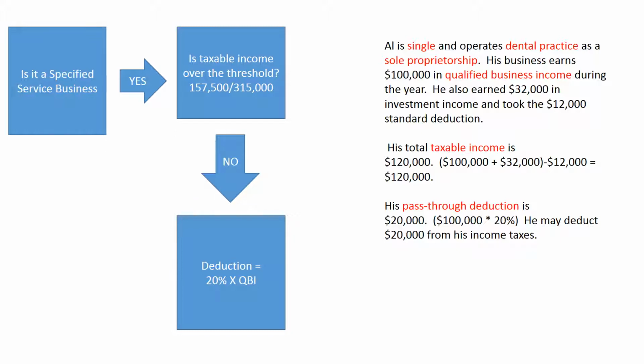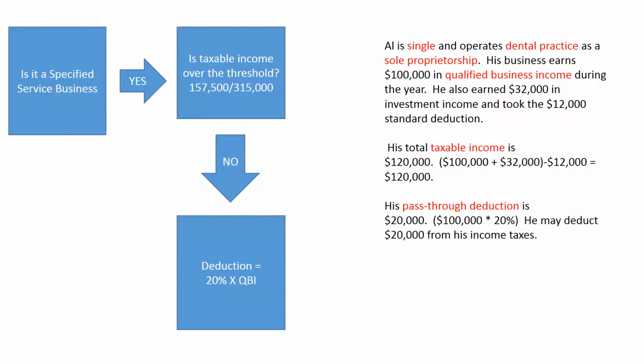So you ask, is it a specified service business? Since a dental practice is part of the specified service business, the answer is yes. Your next question is, is taxable income over the threshold? Well, his taxable income is $120,000 for single filers, so the answer is no. Therefore, the deduction is 20% of QBI or $20,000.